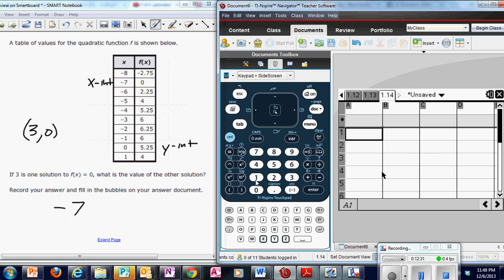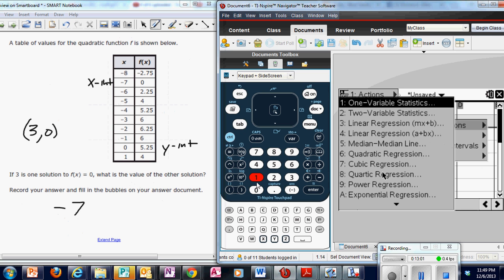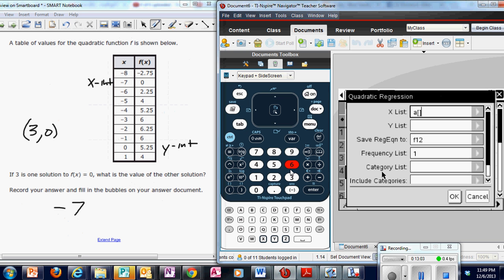I'm going to pick -7, -5, -3, and then 0, 4, 6. Arrow to the left, menu, statistics, stat calculation, and this is a quadratic regression, so 6. Arrow down and put B, Control open parentheses, and this will be graphed at f of 12.